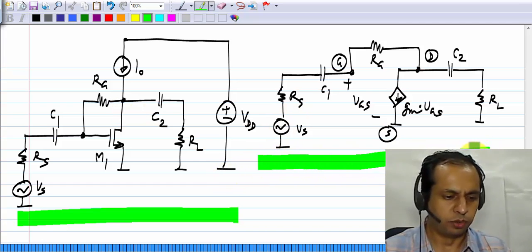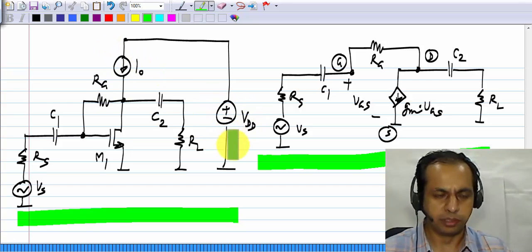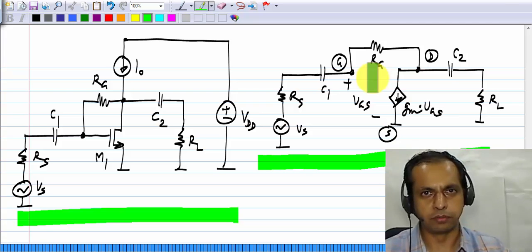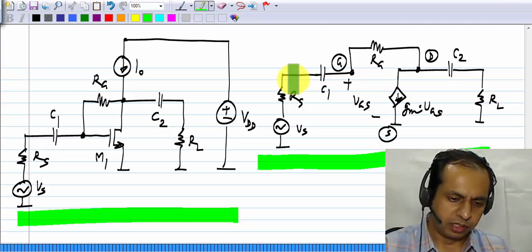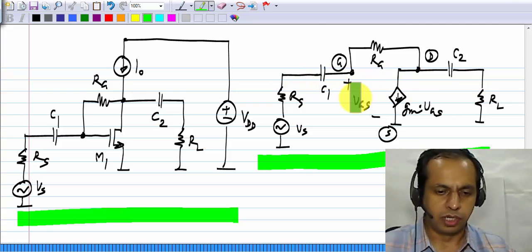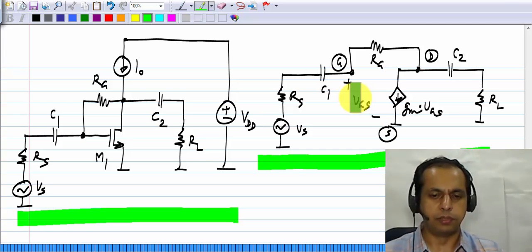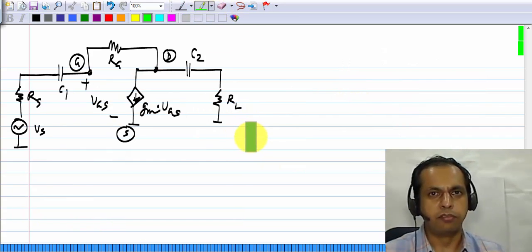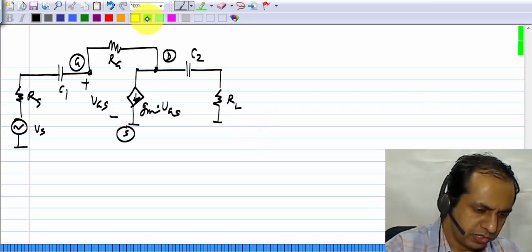All I have done is to open circuit I0, short circuit VDD, and replace the transistor with its small signal equivalent. This is what we have. So let's see what the capacitor values must be so that they behave like short circuits. This is the circuit we have, and first let's focus on C1.